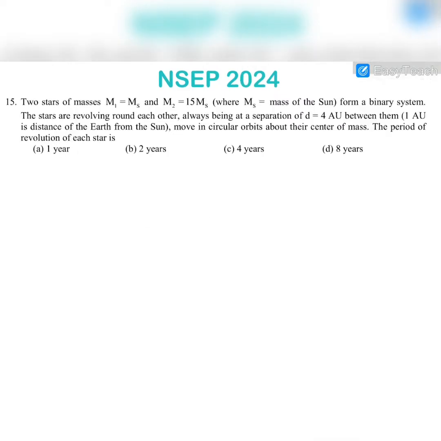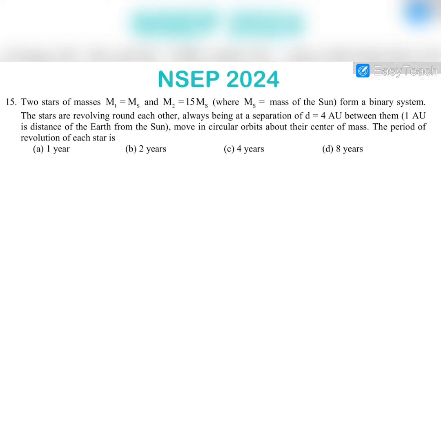In this question, you can see that there are two stars of masses m1, which is Ms, and m2, which is 15 Ms, where Ms is the mass of the sun. Now these are forming a binary star system, which means they are revolving around their common center of mass, and the separation between them is 4 AU, where AU is the astronomical unit, the distance of Earth from the Sun. They are moving in circular orbits about their common center of mass, and we have to find the time period of revolution of each star.